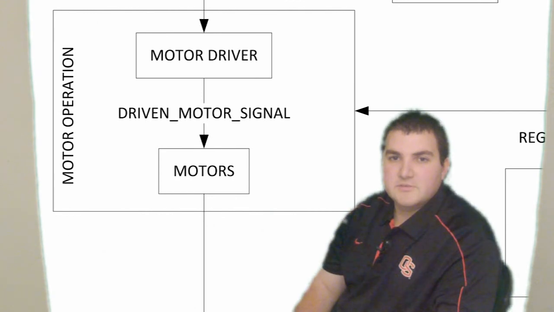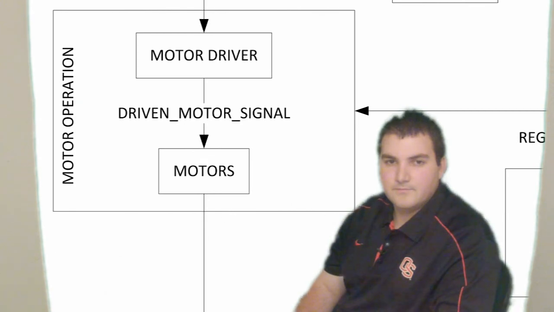The motor operation block will include the motor driver and the motors. It will take the signals from the output pins on the microcontroller and send the proper amplified, pulse width modulated signals to the motors. The signals that are sent to the motors control the speed and direction that the motors operate in.